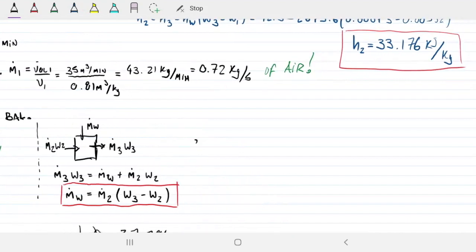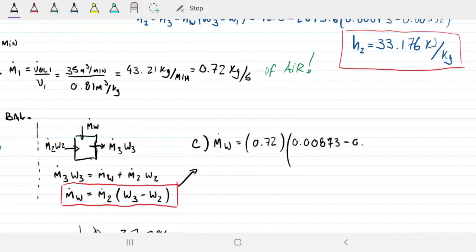So you can see part C. The mass flow rate of water equals the mass flow rate of air, 0.72, times omega 3 minus omega 2, 0.8 minus 0.5. Okay, so my mass flow rate of water is 0.008.